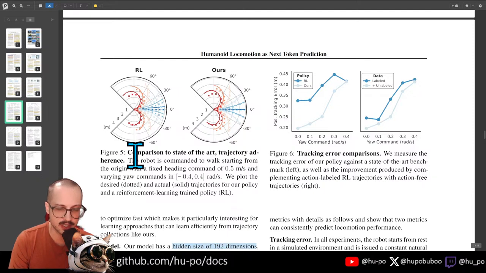Okay, comparison. Here you have some trajectories. Position tracking error. Tracking error comparison: measure the tracking error against a state-of-the-art benchmark, as well as the improvement produced by complementing action-labeled RL trajectories with action-free trajectories. Okay, so I guess they're comparing a reinforcement learning policy on position tracking error, right? Error means higher is worse, lower is better. So this transformer-based approach seems to be working better than the reinforcement learning-based approach.